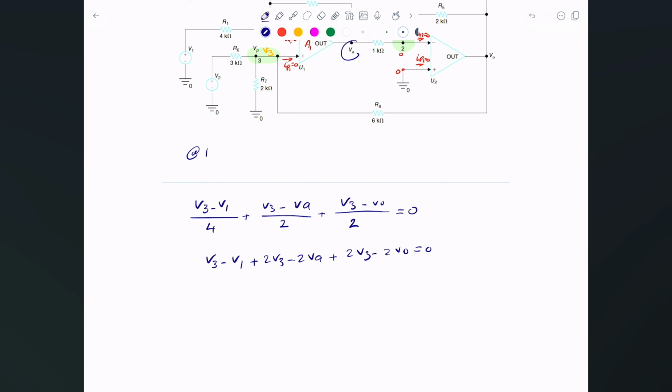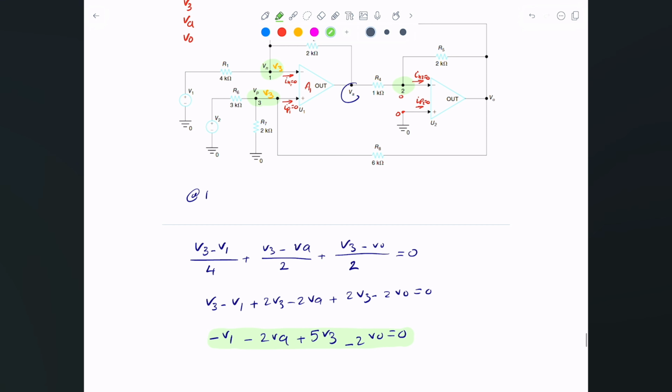All right, so I'll say negative V1, that's the only one I have in here, and negative 2VA. And that leaves me with V3. I have 1, 2, plus 2. Hold on. No, actually, this becomes 4, 4 plus 1, that's 5V3. And then that leaves me with negative 2V output equals 0. This is the equation that I want. This is the first equation out of 3.